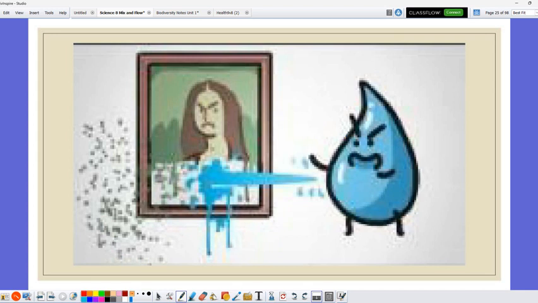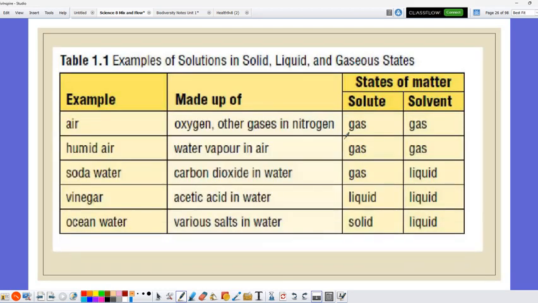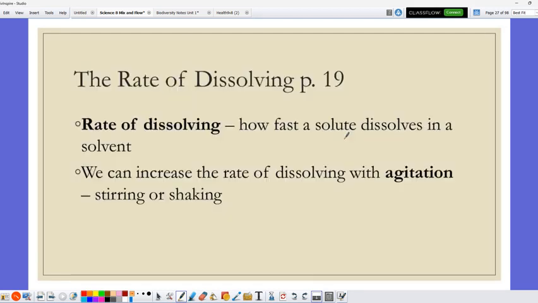And then we talked about how we don't want to clean works of art with water because the paints are water soluble. So we would find other solvents that would work, that would prevent getting the paint off, but it would get off the oxidation and any oils or dirt. And then we looked at some examples of solutes and solvents. So I already did air. In soda water, carbon dioxide is a solute, the water is the solvent. In ocean water, the salt is the solute, and then the water is the solvent.